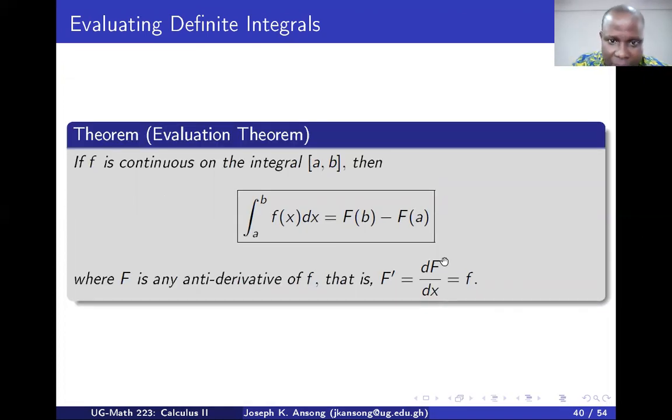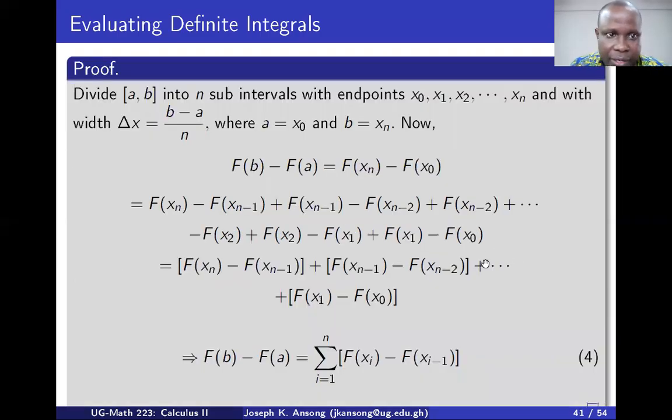So how do you prove this? That F of b minus F of a is the same as the integral from a to b of f of x dx. That's the point. What we are going to do is use an idea similar to Riemann sums. You divide the interval into n subintervals with endpoints x_0 to x_n, and with width delta x equal to b minus a over n, where a is x_0 and b is x_n. Now we know that F of b minus F of a is equal to F of x_n minus F of x_0, because x_0 is a and x_n is b. So this is not strange. It's the same thing.